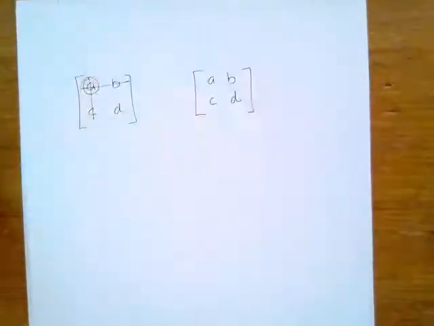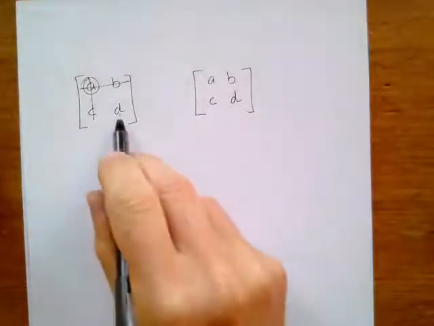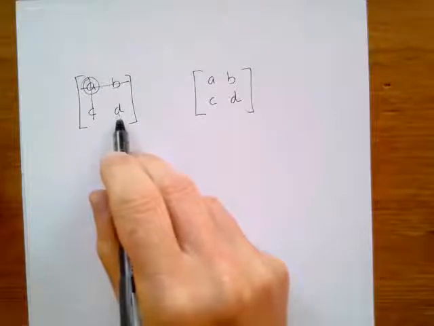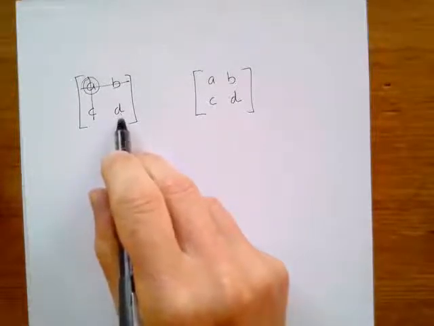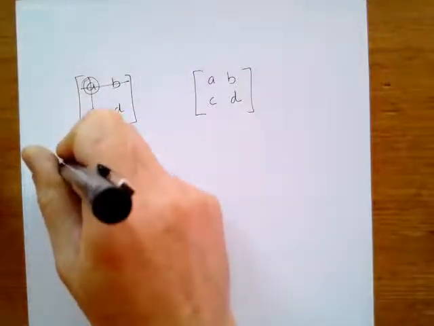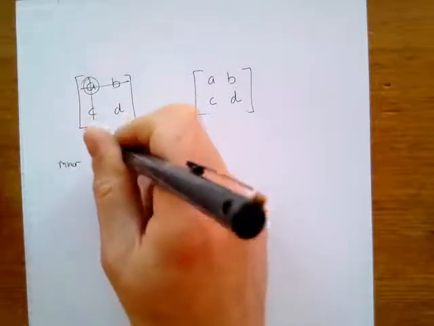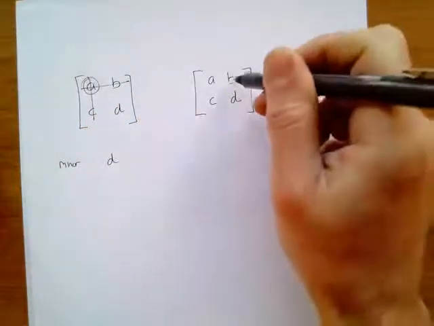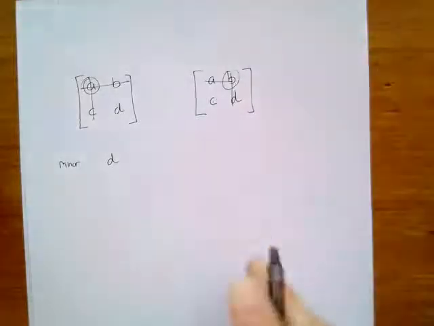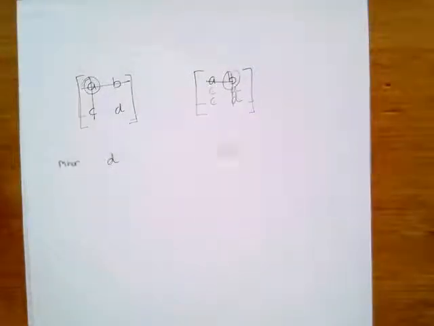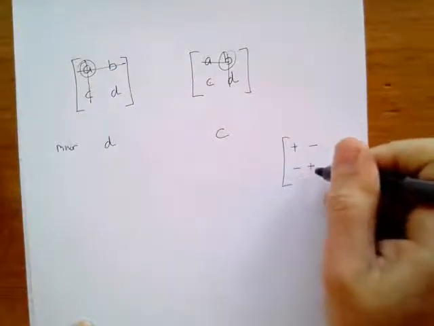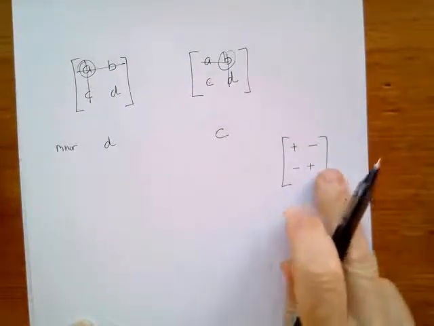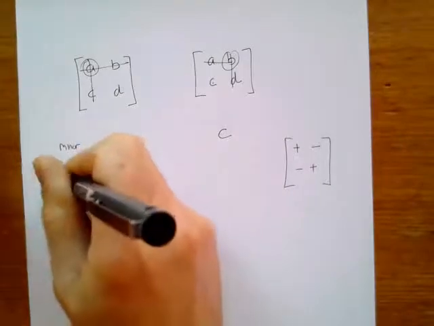Cross out the row, cross out the column. Find the determinant of this here, which, because it's just a value, is the answer anyway. So the determinant of that is that. So remember, these are called the minors. So the minor for that one is D. And if I do the same for B here, the minor of that one is C. Okay, then I have to apply my special matrix here to decide what the actual cofactors are.